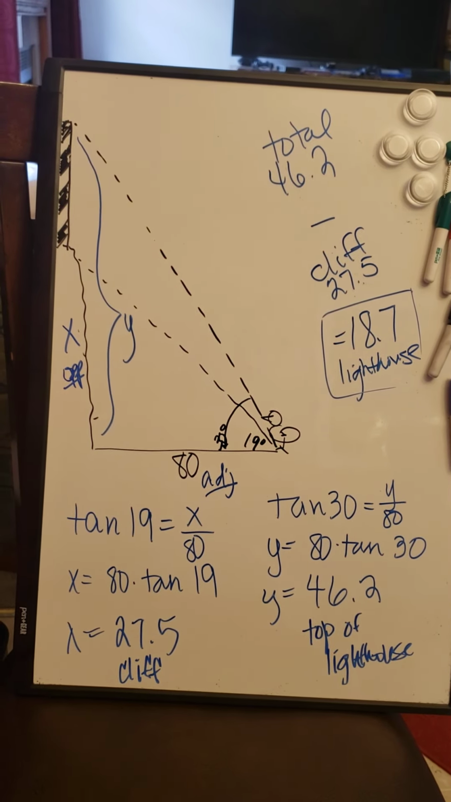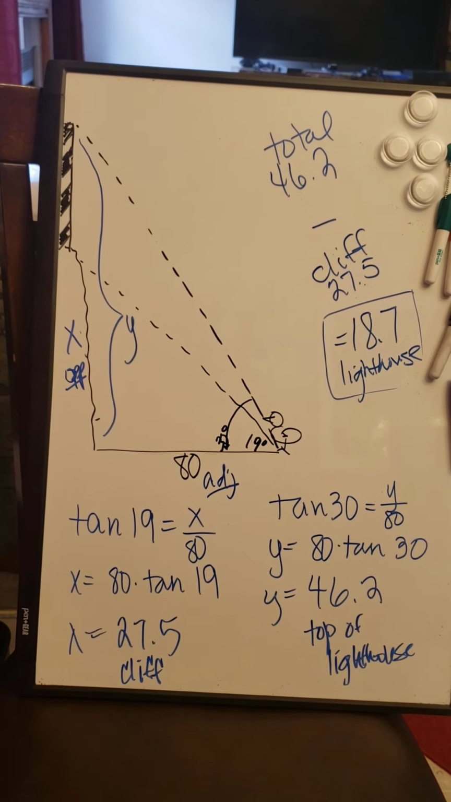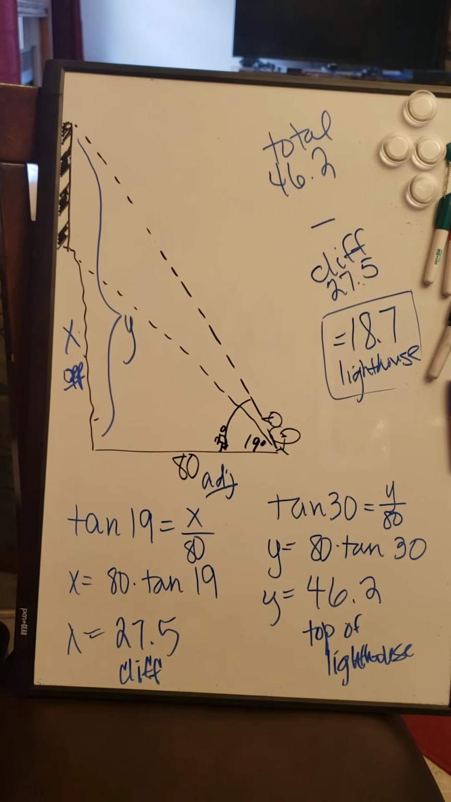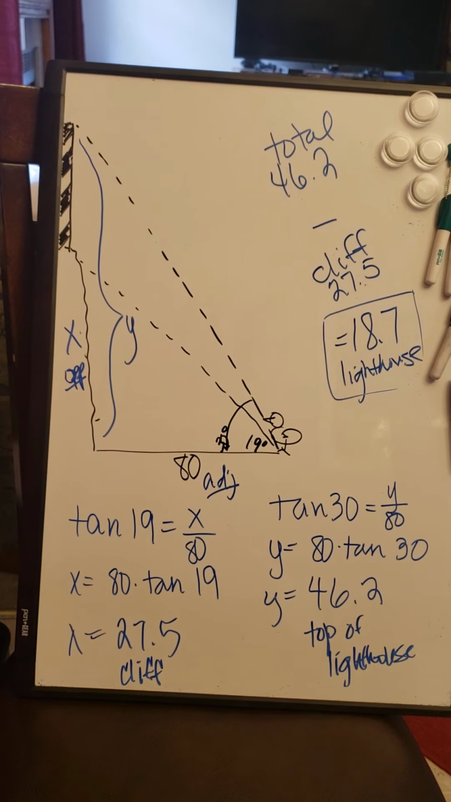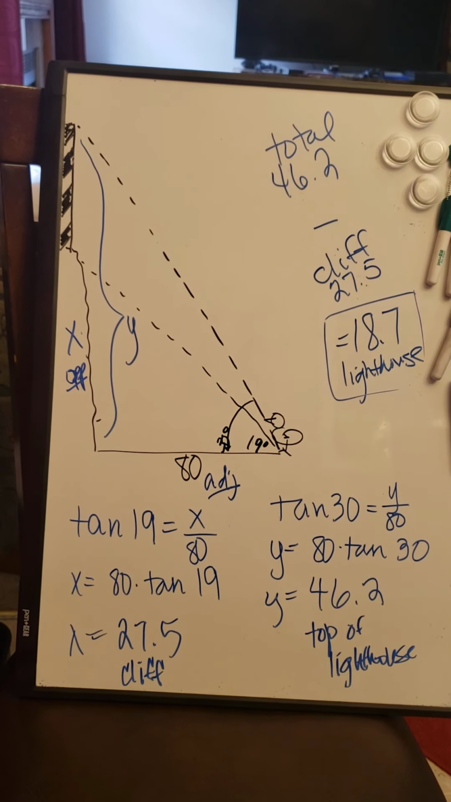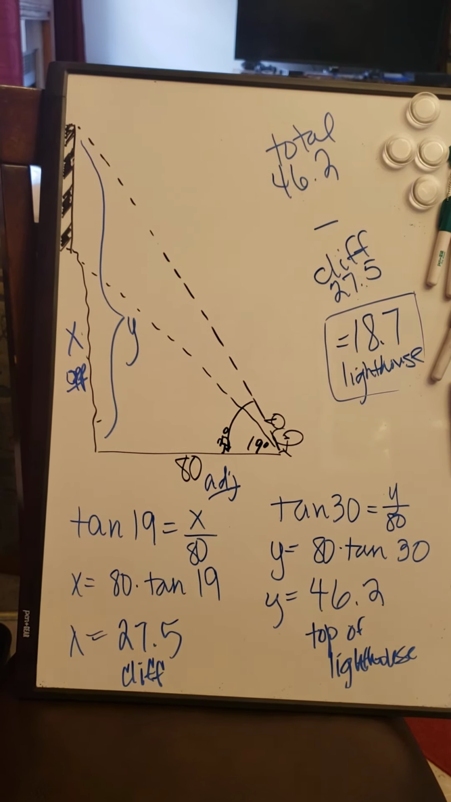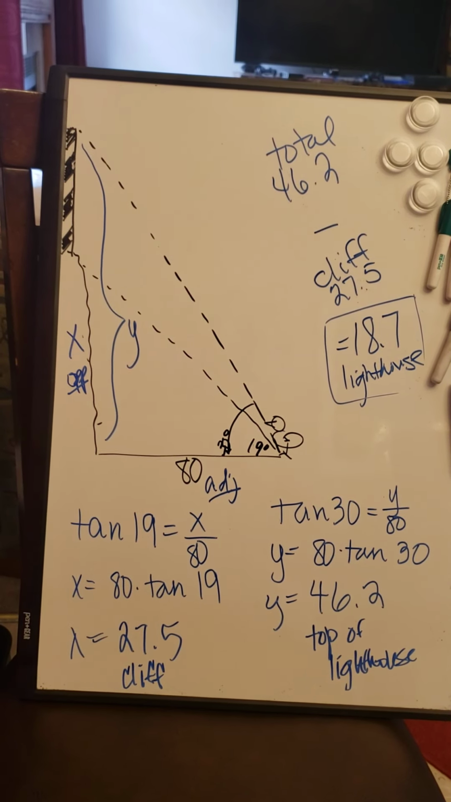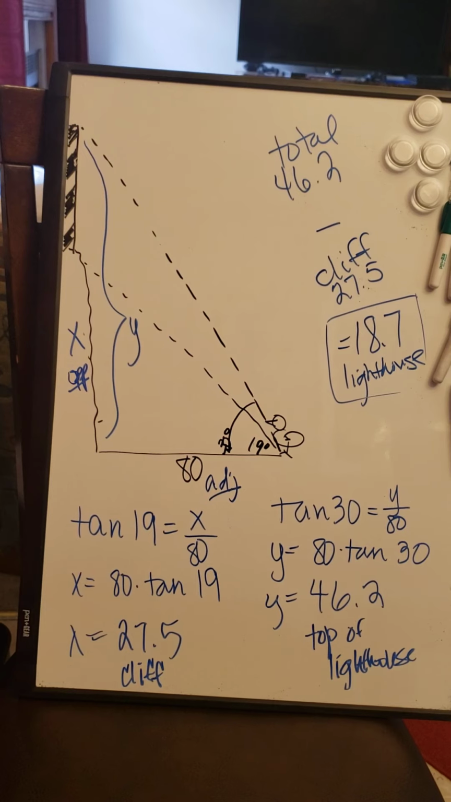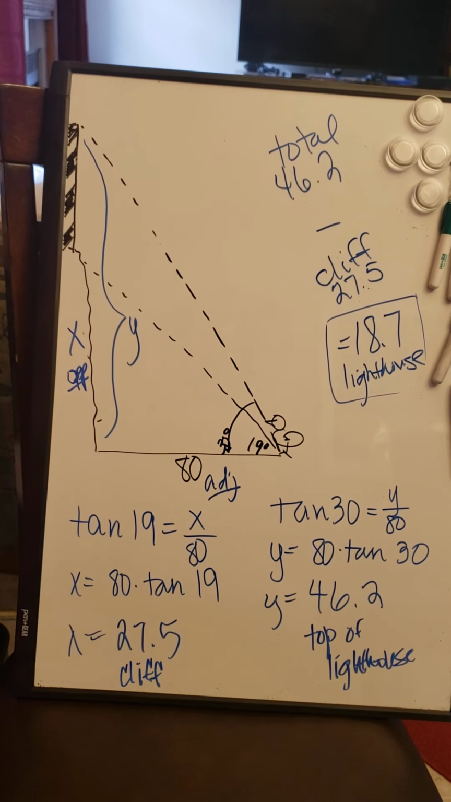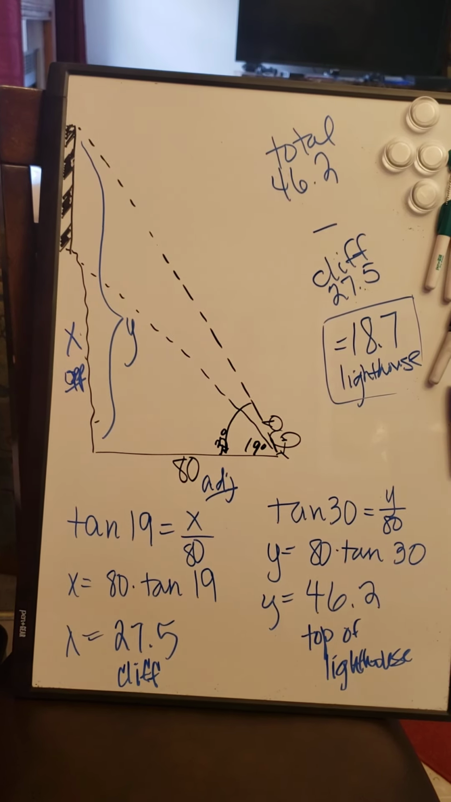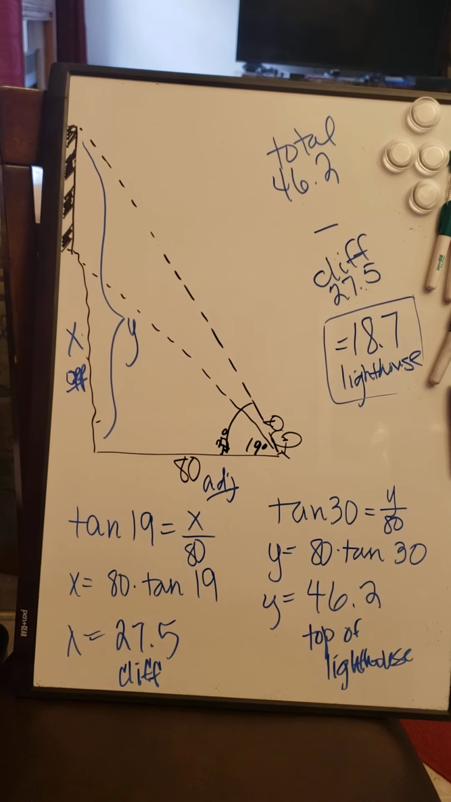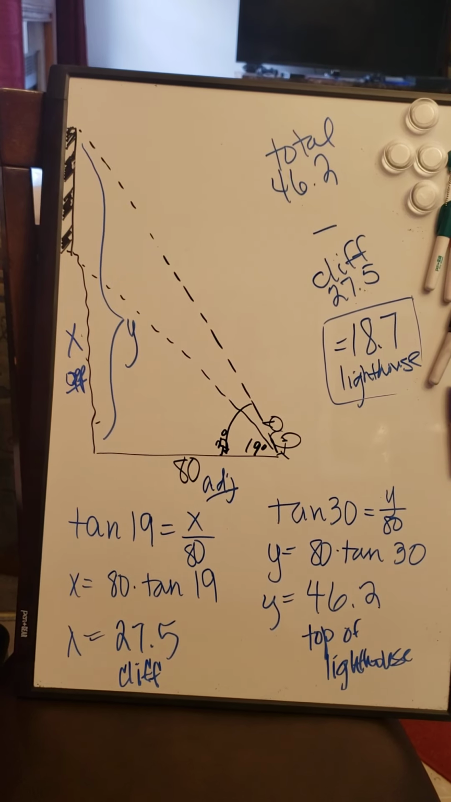Then if we look at that taller triangle that goes all the way to the top of the lighthouse, that includes the lighthouse and the cliff's height all together, but the angle that the bird would have to look up to see the top of the lighthouse would be 30 degrees. So now we're going to use tangent of 30 equals y over 80. And so again, do 80 times tangent of 30, and that's going to give you 46.2. So the distance to the very top of the lighthouse is 46.2. The distance to the top of the cliff is 27.5.